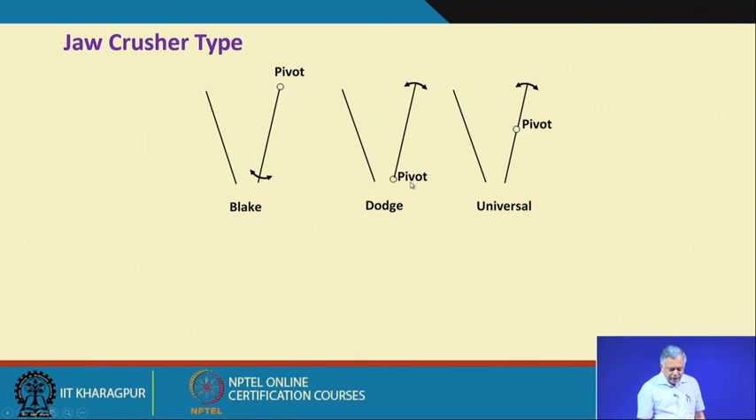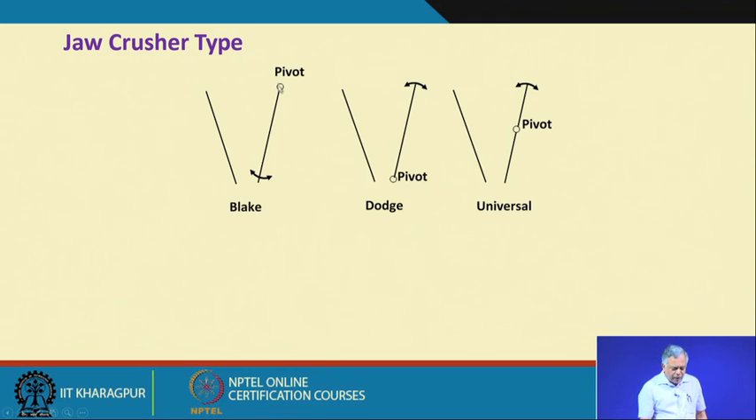When it is pivoted at the bottom, it is called the Dodge type of jaw crusher, and when it is pivoted at the center, that is called a universal jaw crusher. Now, why do I use the Blake crusher? Why do I use the Dodge crusher? It is not very commonly used because of many problems associated with it.